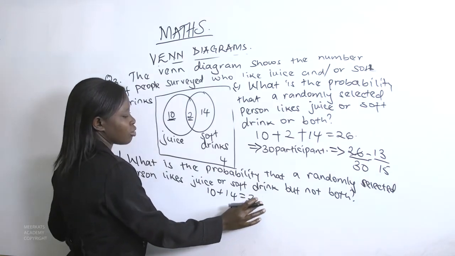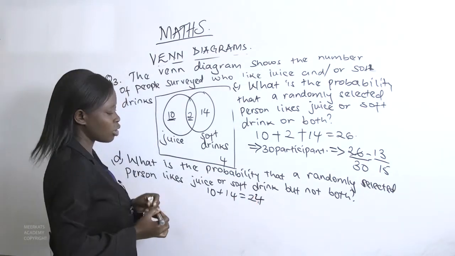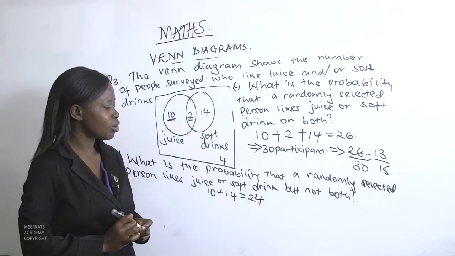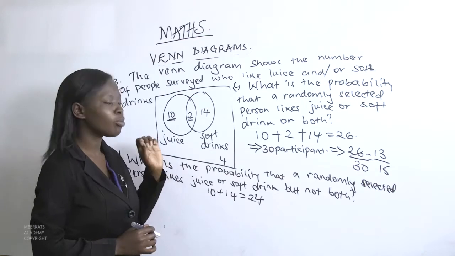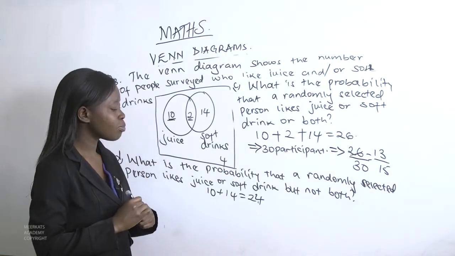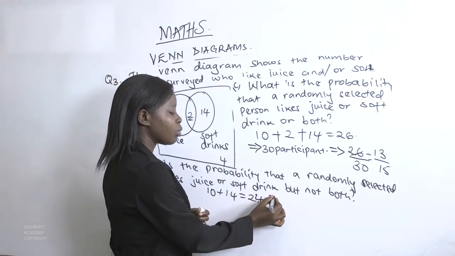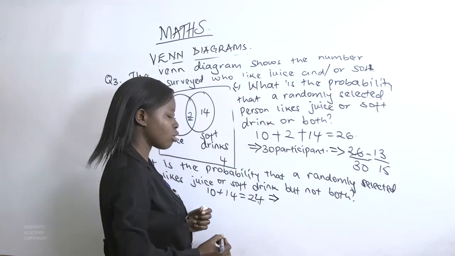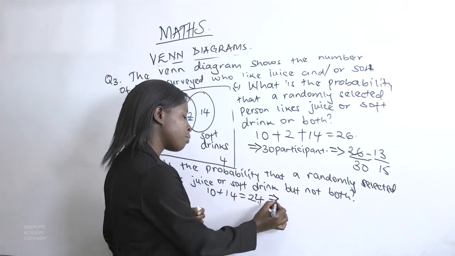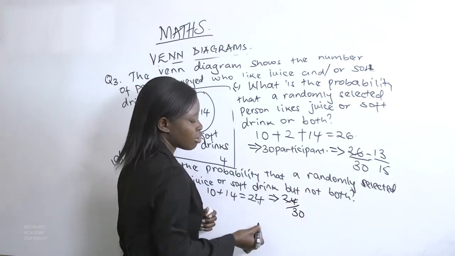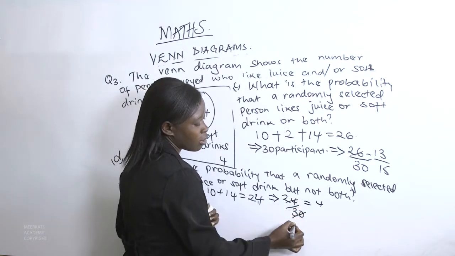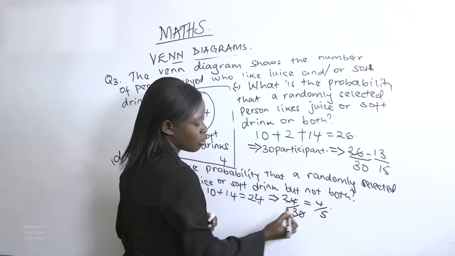24. That is not 28. So we have 24 as the total number of people who like either juice or soft drinks, but not both of them. So this means the probability that a person picked will like either juice or soft drink, but not both of them, we will have 24 out of 30. So 6 into 24, that is 4. 6 into 30, we have 5.